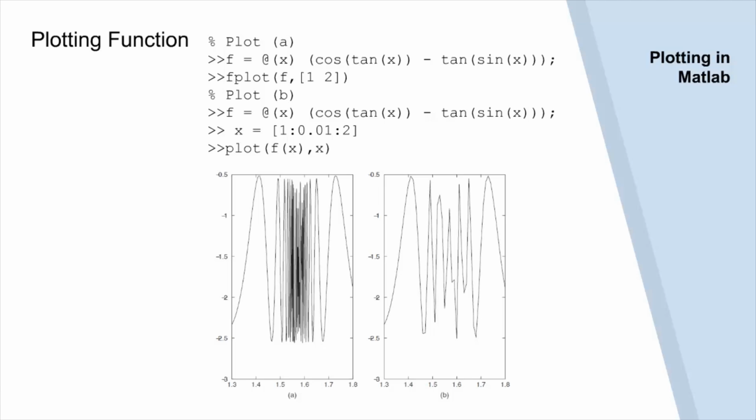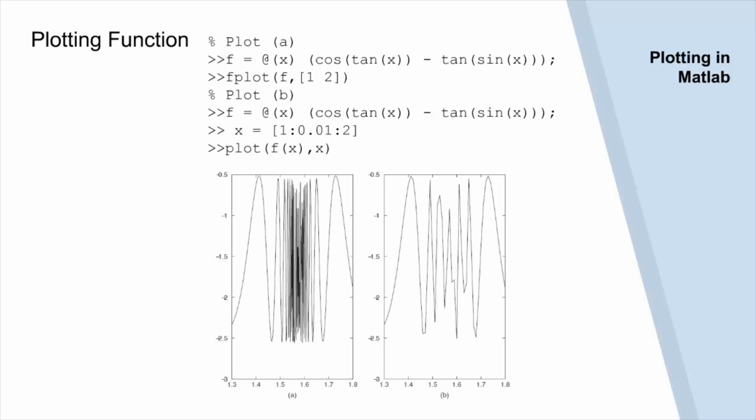The range of the dependent variable can also be specified. In this case, the syntax becomes fplot, we pass the function and we pass the x minimum, x maximum, y minimum and y maximum. Let's see an example. So let's understand what is the difference between the fplot function and the plot. The right hand side of the plot is what we have plotted using the normal plot function, and the left side of the plot is what we have plotted using the fplot function.